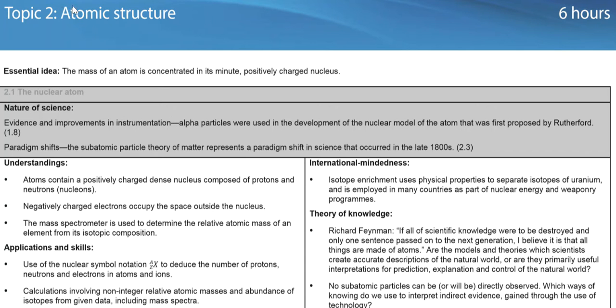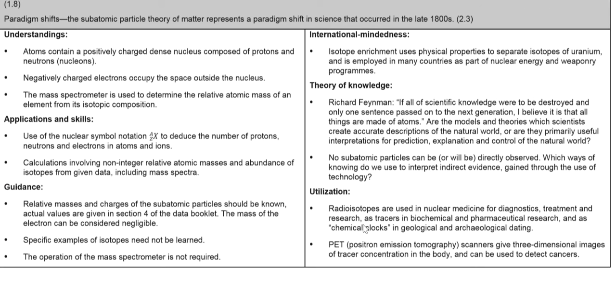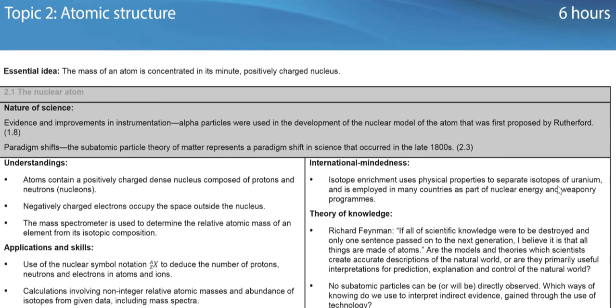In this video, I'm going to be going over topic 2 of IB chemistry, and topic 2 is all about atomic structure. If you guys are new to this series, I'm going to be going over the understandings, applications, and skills, mainly that stuff, and guidance, but not so much utilization. I'm not going to be focusing on international mindedness or theory of knowledge, because my assumption is that you guys are here to do some quick revision before an exam, so I'm not going to be going over stuff which is unlikely to get asked in an exam. And even if you do, they're quite straightforward concepts. So without further ado, let's get started on topic 2, atomic structure.